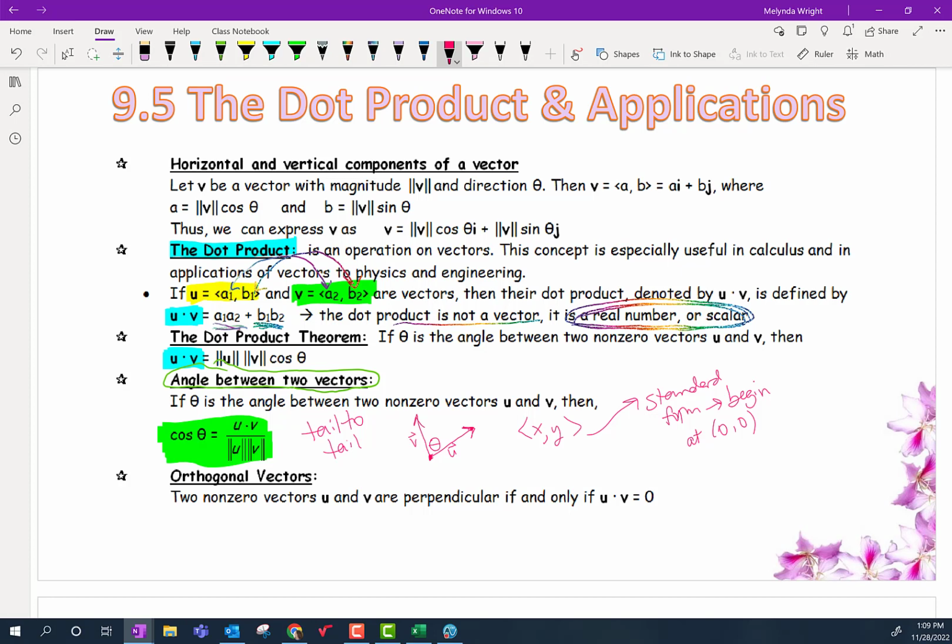Okay, so I'm going to pause there for a second. This is what the vectors look like when they're tail to tail. And if we have the vector in component form, it automatically starts at the origin, so they will be tail to tail.